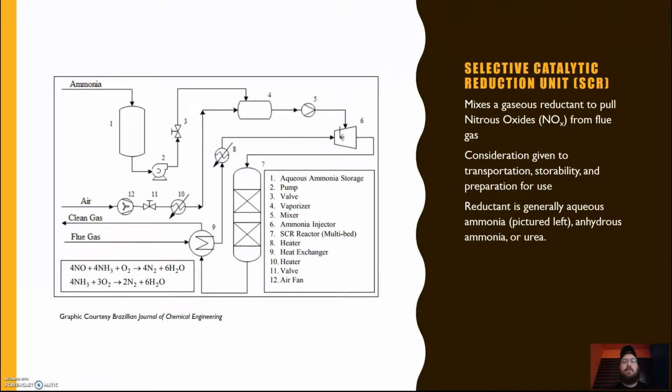We'll start with the selective catalytic reduction unit, which generally uses some type of reductant, either aqueous ammonia, anhydrous ammonia, or urea, to pull nitrous oxides from the flue gas. As you'll see from the schematic on the left, for an aqueous ammonia cycle, ammonia is vaporized, mixed with an air stream, and then mixed with the flue gas stream before being sent to a selective catalytic reduction unit. And in this, the stoichiometry provided proceeds, and nitrous oxides are pulled from the flue gas.